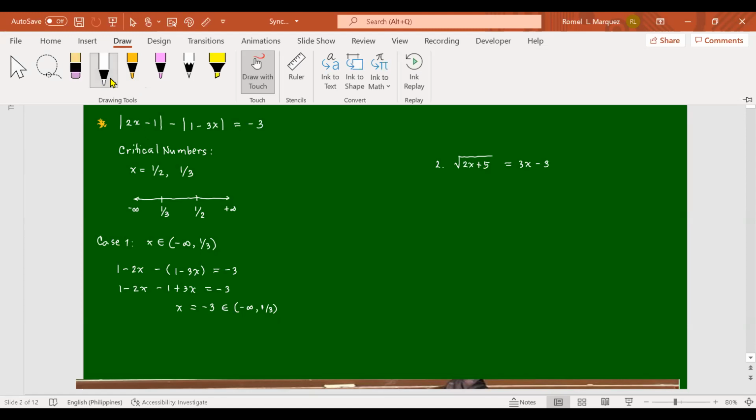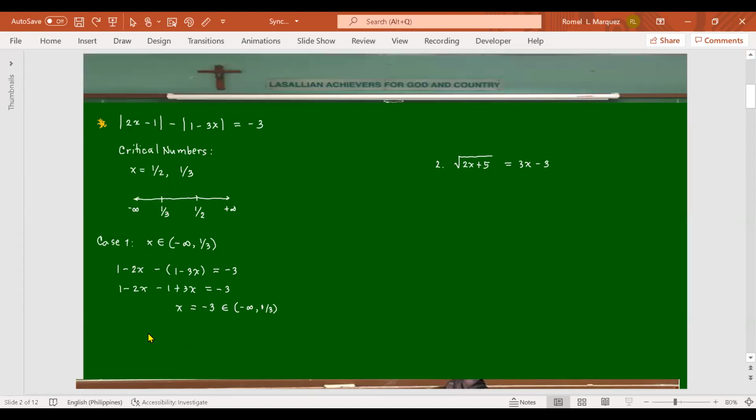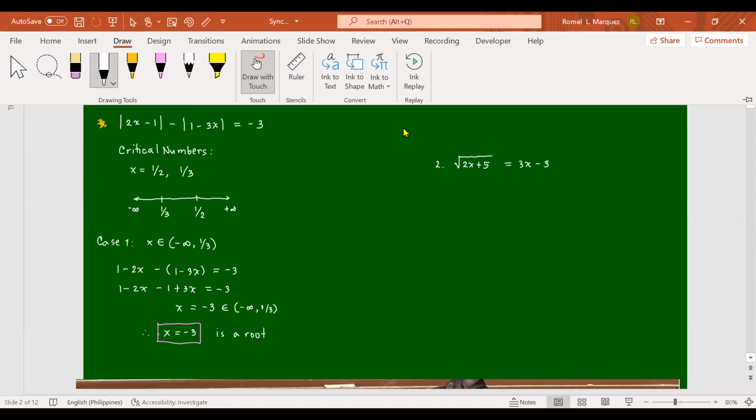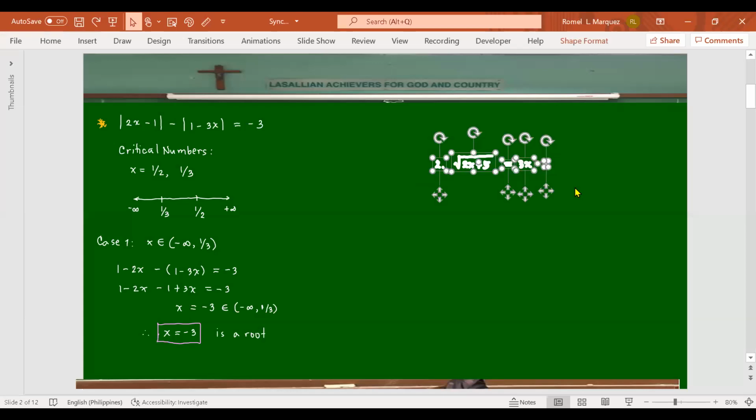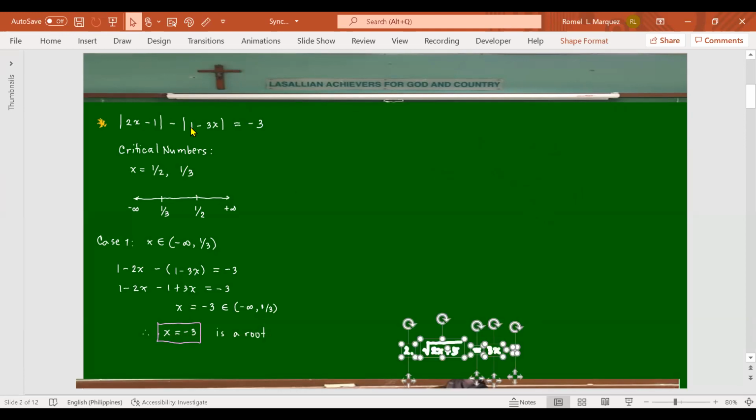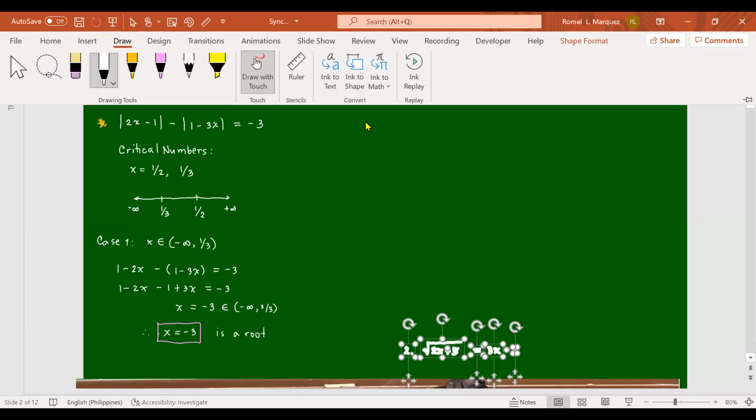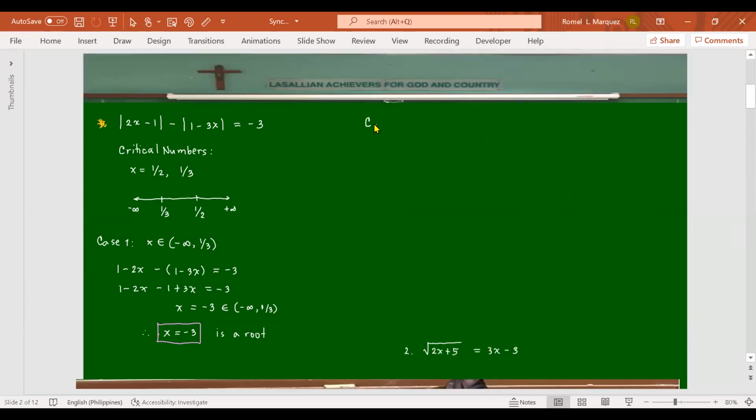So what is our conclusion? Therefore, x equals negative 3 is a root, or a solution. Is that clear, children? Yes po. So we box it. Case 2. For case 2, this time we consider the second interval.